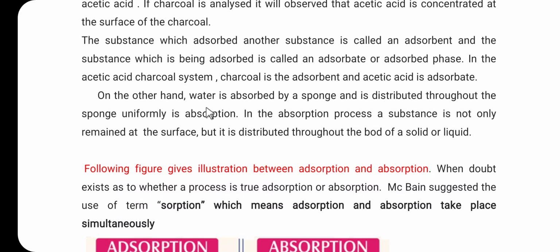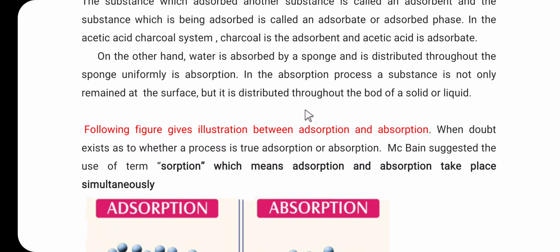On the other hand, consider the example of water and sponge. Water is absorbed by the sponge and is distributed throughout the sponge uniformly. It is a process of absorption. The water is not adsorbed by the sponge, it is absorbed; the water penetrates into the sponge and distributes throughout the body of the sponge. So in the absorption process, a substance does not only remain at the surface, but is distributed throughout the body of the solid or the liquid. Friends, this is the main difference between adsorption and absorption.